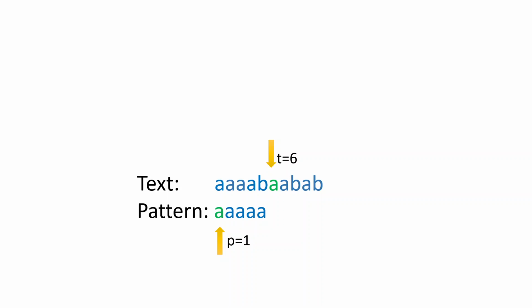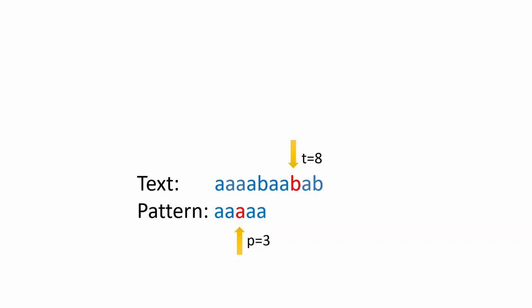T equals 6, P equals 1. There is a match, so we can just increment both. T equals 7, P equals 2. There is a match again. We can increment both. But again, when P equals 3 and T equals 8, there is a mismatch. Pattern and text don't match because the pattern has A character and the text has B character, right?